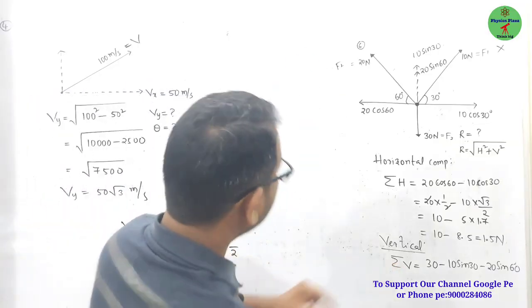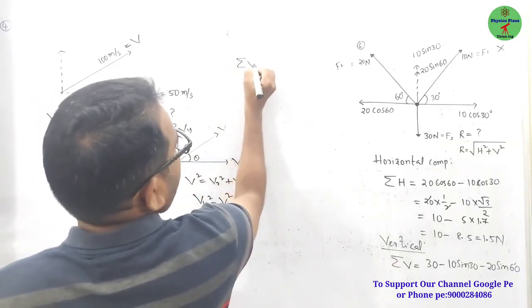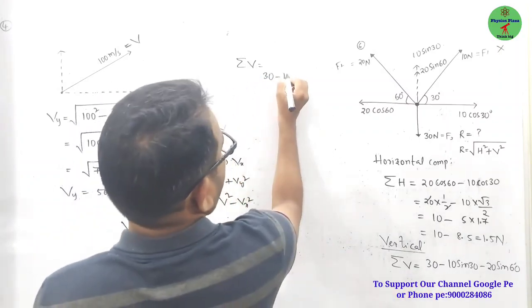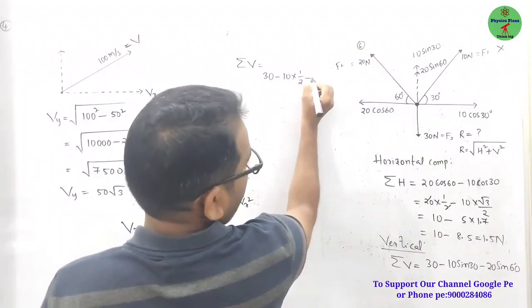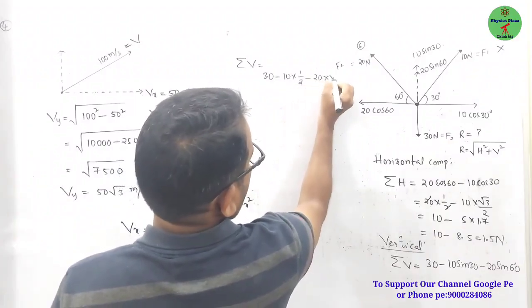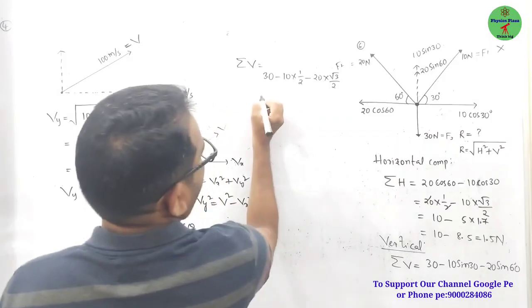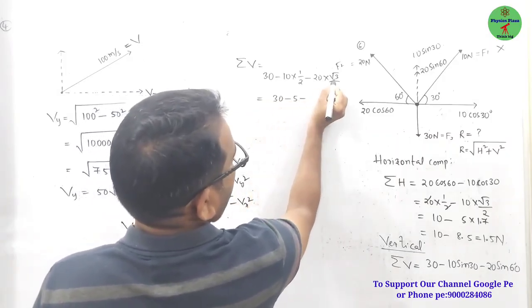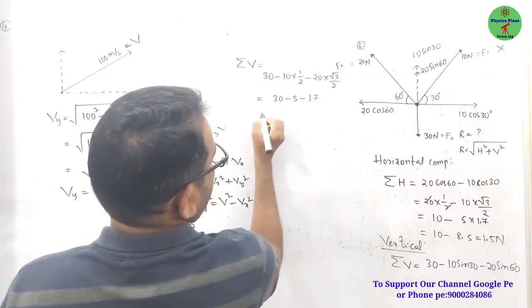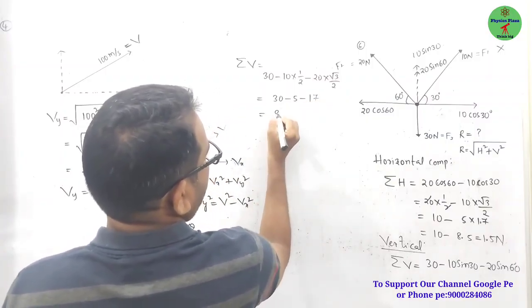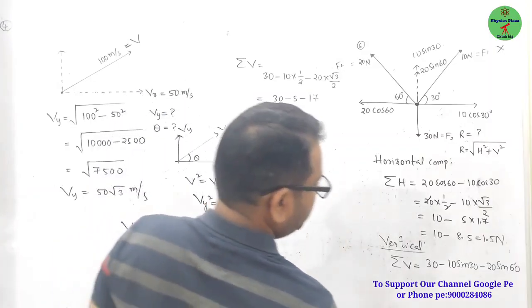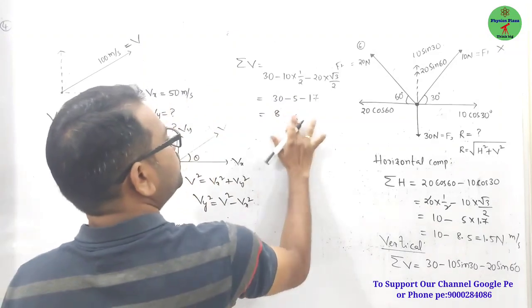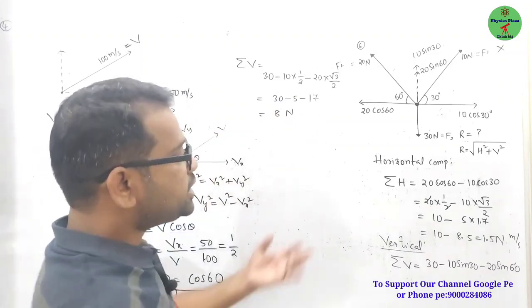Yeah, fine children. So now vertical component is going to be 30 minus 10 sine 30. 10 sine 30 is 1 by 2, minus 20 sine 60 is root 3 by 2. Let us simplify this. 30 minus 5 minus, this is 10 into 1.7, this is going to be 17. So 30 minus 22 is going to be 8 Newton, sorry, it's a Newton. Fine.